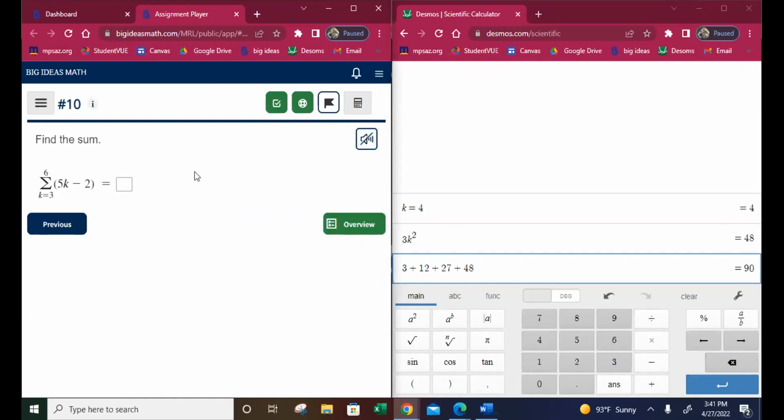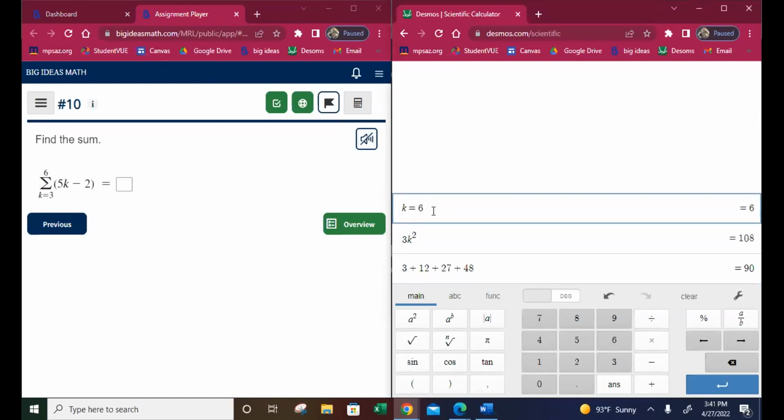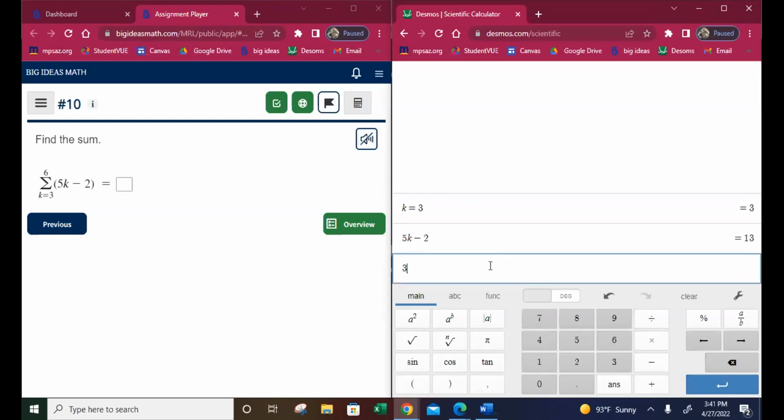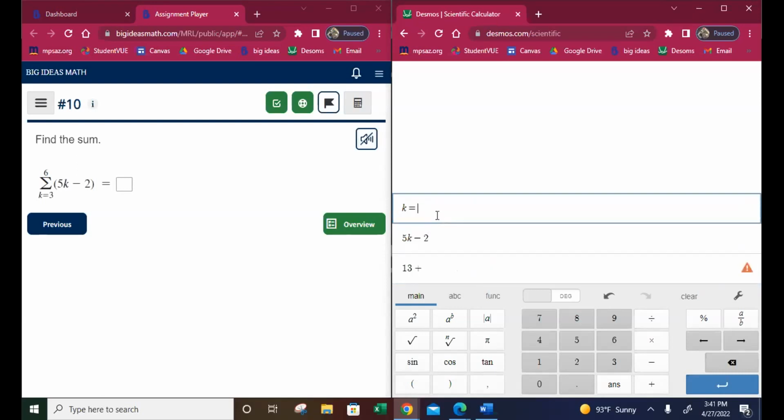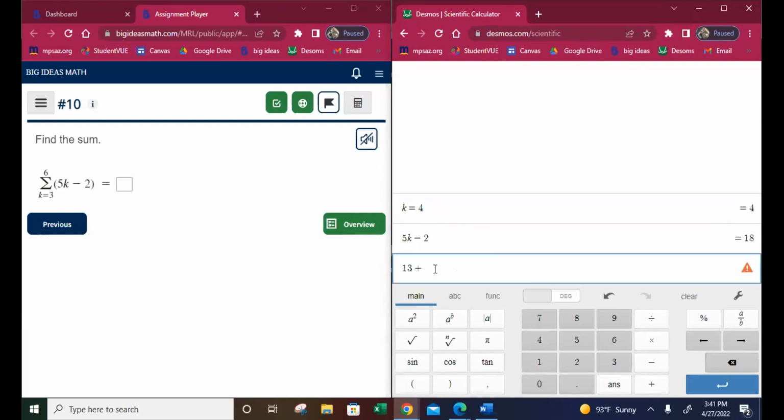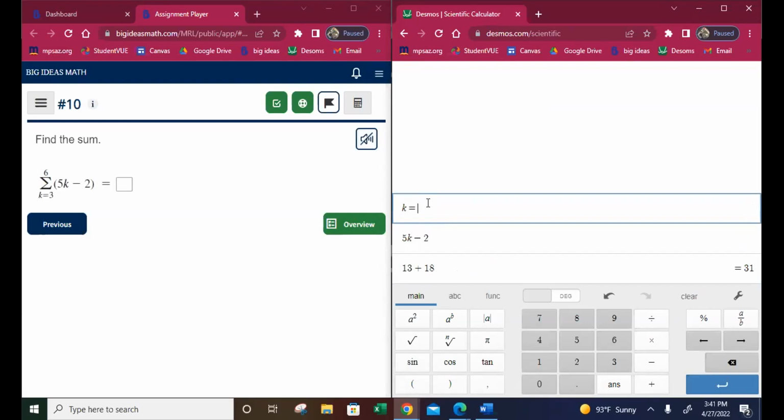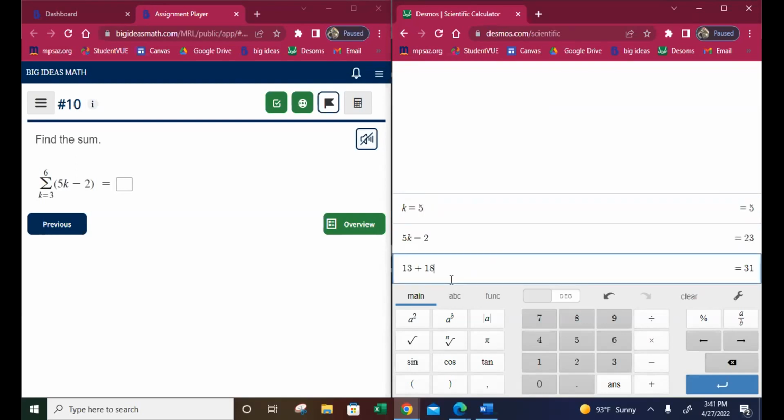Cool. And last one. You're starting at 3, not 1. You're starting at 3 this time because it shows you k equals 3. And then 5k minus 2. Yep. And 13 is your first number. Now I go to 4. Yep, you always go by 1. And then once I get to 6, I'm guessing I stop. Exactly.